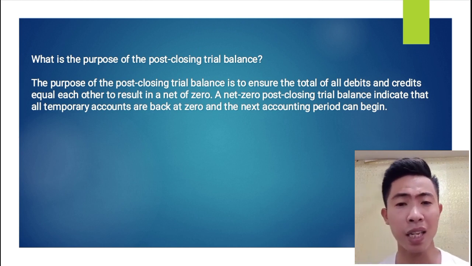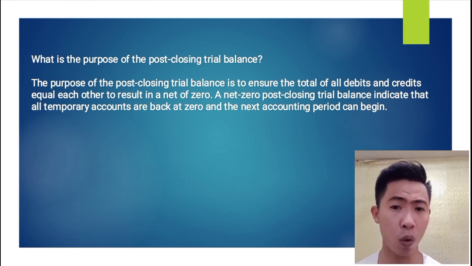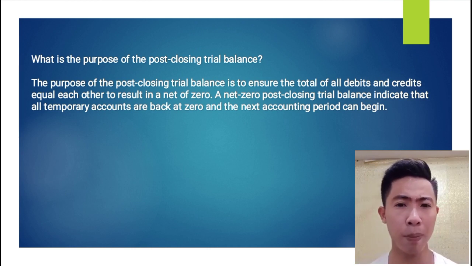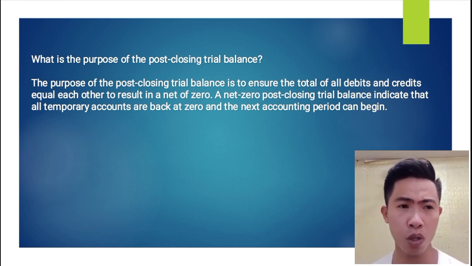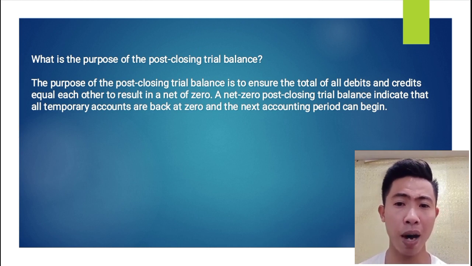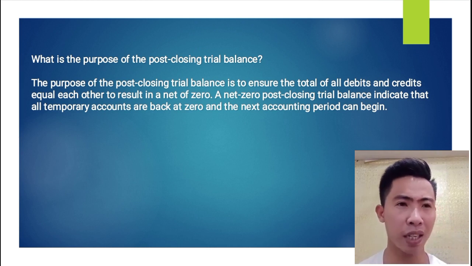From what I read, it indicates that the total of all debits and credits are equal to each other to result in a net zero. So I emphasize that it verifies that all debits and credits are equal in the trial balance. So after posting the closing entries, we make sure that the debit and the credit are balanced. So what we see in this balance is what we post after closing.